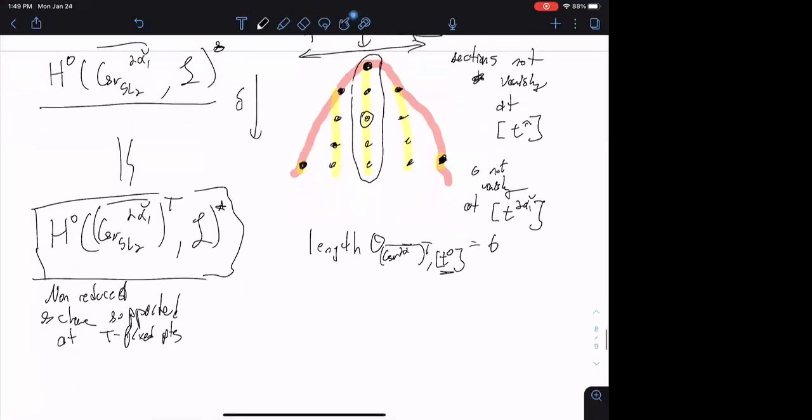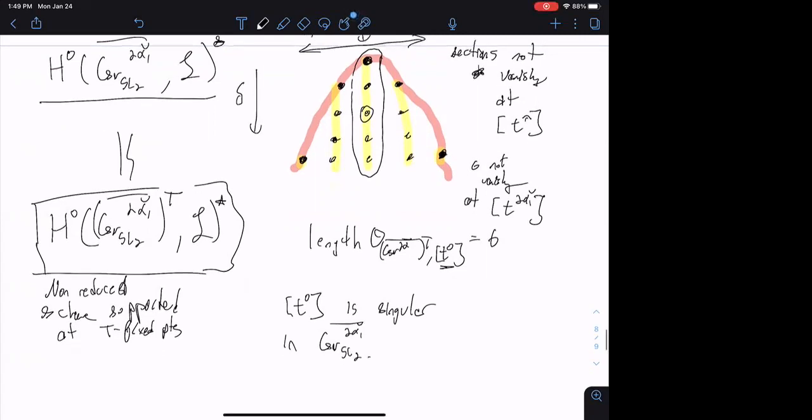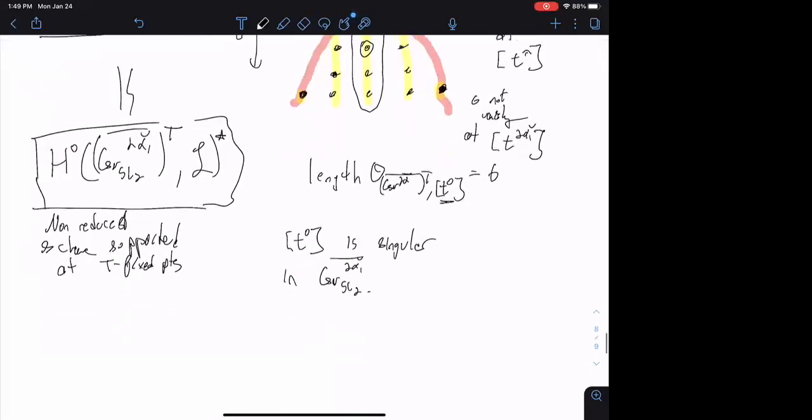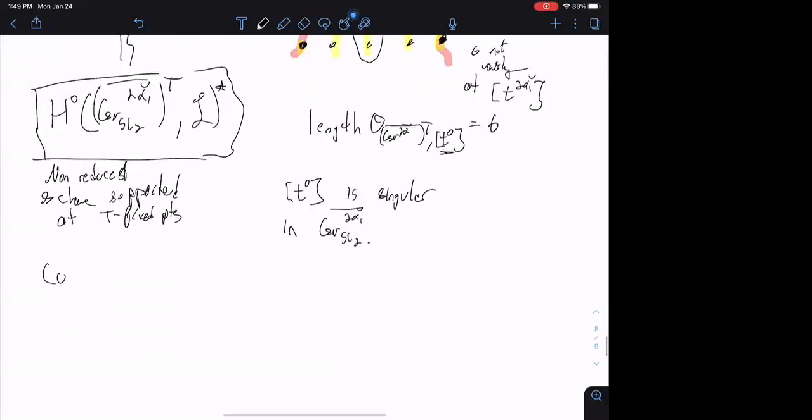So what we immediately see here is that the point t0 is singular in this affine Schubert variety for SL2 of 2 alpha 1 check bar. So this is a way to study the singularities of affine Schubert varieties using this theorem. And so this reproves an older fact that affine Schubert varieties are singular along their boundary.